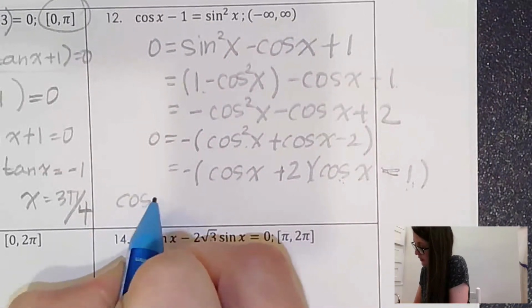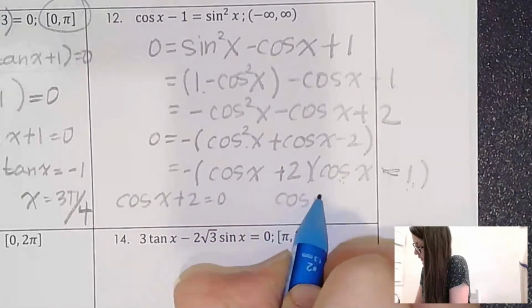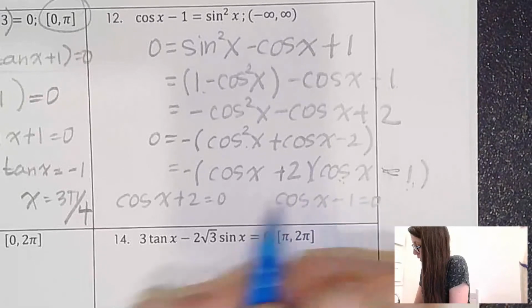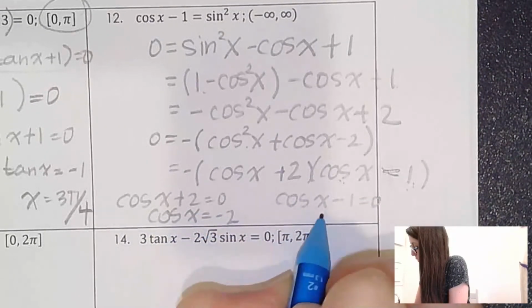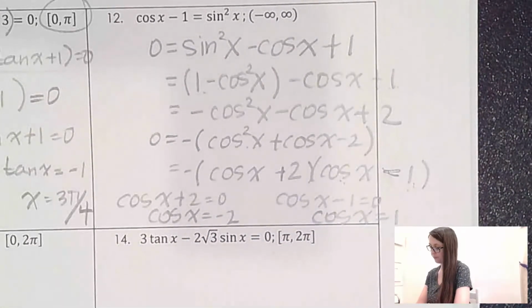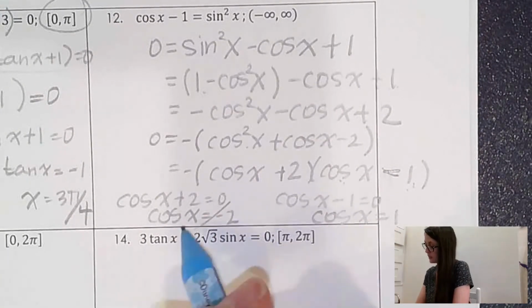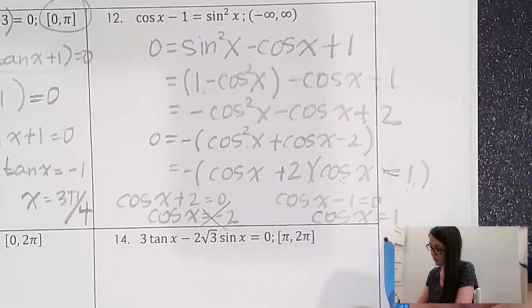So I'll have cosine of x plus 2 is equal to 0, and then cosine of x minus 1 is equal to 0. So where is cosine of x going to be equal to negative 2? And where is cosine of x going to be equal to 1? Cosine of x is not going to be equal to negative 2. So where is cosine of x going to be equal to 1? And that's going to be at 0 and 2 pi.